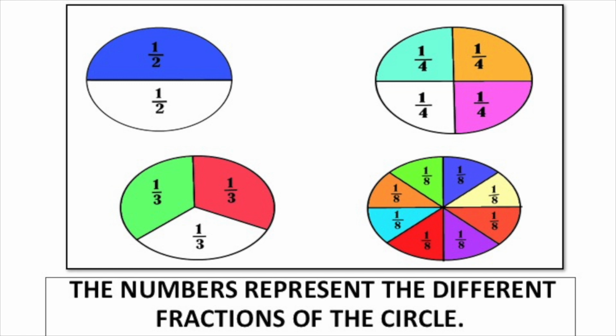So who can tell me what fraction is represented in our final circle here? 1 over 8, yes. The total number of parts is 8. And each different part represents 1 fraction. So this is what we mean by proper fractions.